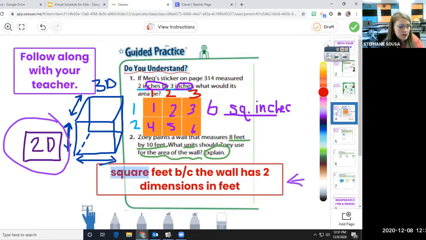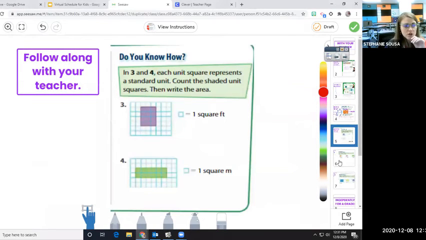I will also put this in the chat in case you need it. And then we are going to move on to slide 5. Alrighty, slide 5 says follow along with your teacher, and then I'm going to release you to some breakout rooms. This is the last type of example that you will do in your breakout rooms. In 3 and 4, each unit square represents a standard unit. Count the shaded unit squares, then write the area. Remember, when you write the area, you've got to include your label.